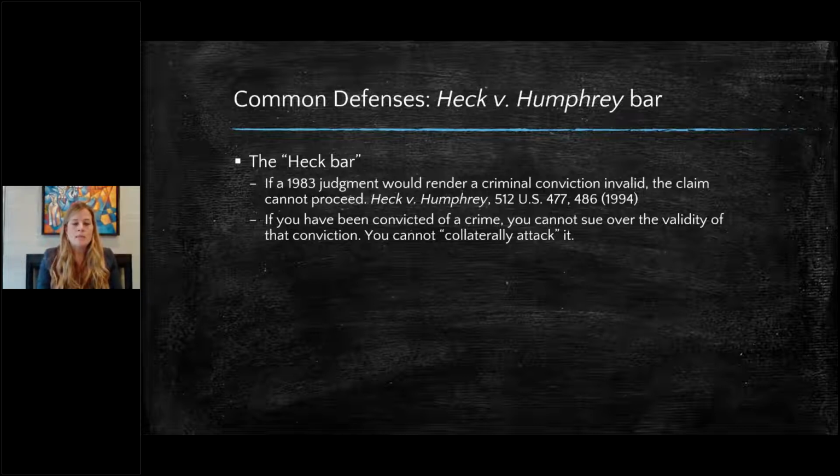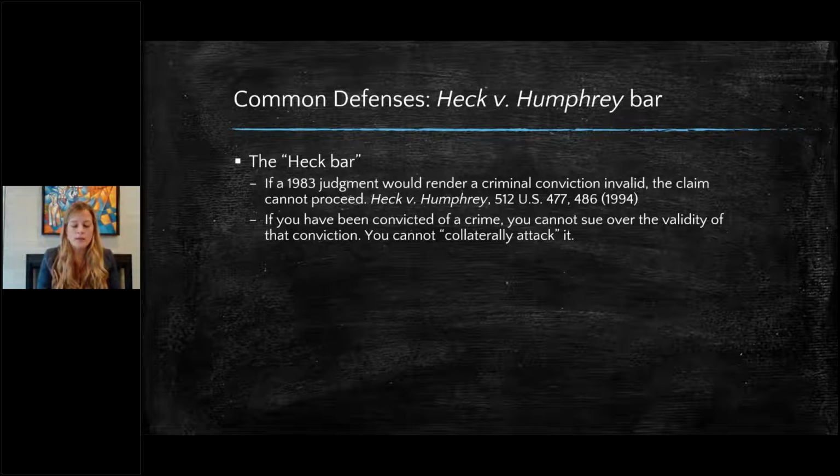And basically what it means is that if a 1983 judgment would render a criminal conviction invalid, the claim cannot proceed. So therefore, if you have been convicted of a crime, you cannot sue over the validity of that conviction. You cannot collaterally attack it, is the word that the courts use. So for example, if someone calls you and says, I was arrested, they claimed that I beat the officer up or hit him, but I didn't, but I pled to that. I pled to it because I wanted to get out. Can I sue them for that now? No, probably you cannot. There's a lot of variance here.